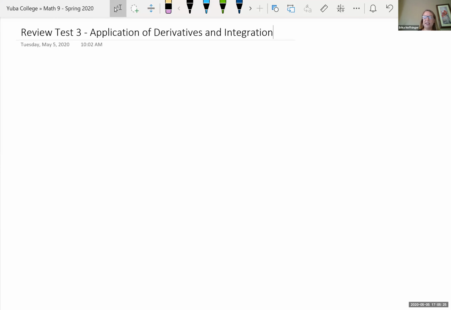So we're looking at reviewing for our next exam, applications of derivatives and integration. And so the first thing that we looked at when we started the material for this test was absolute extrema. And that was on 6.6.